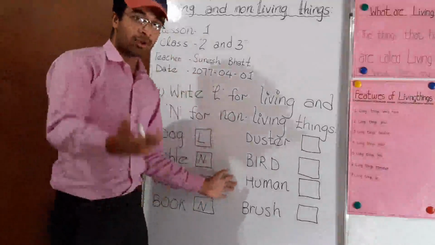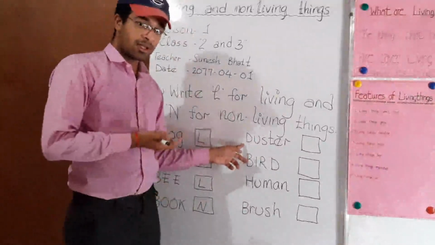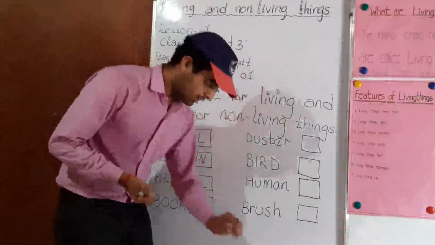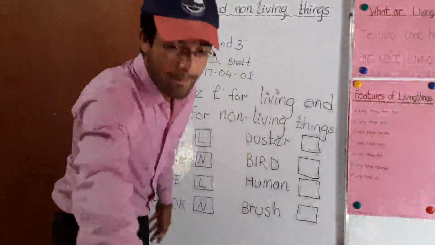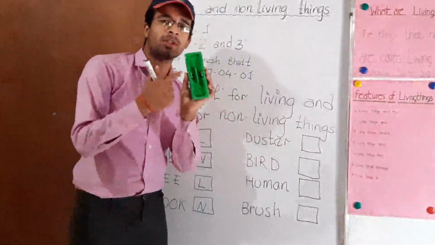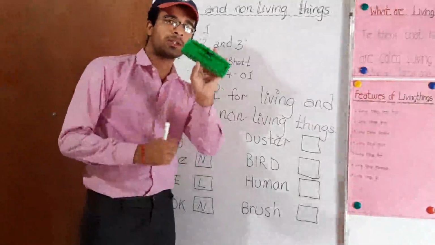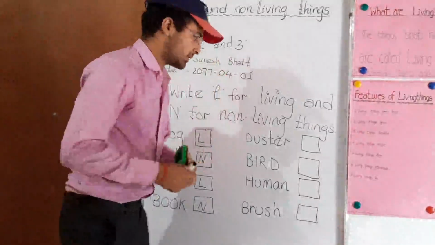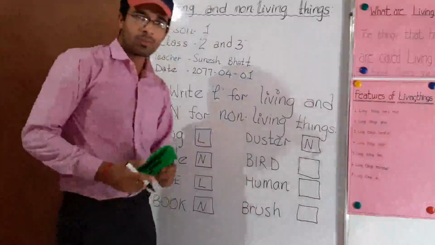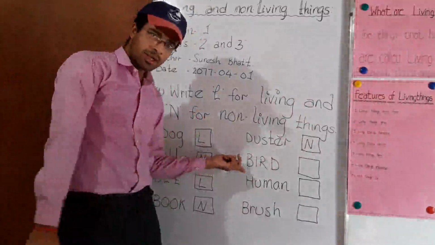Now it's time for you. This is your turn. Like here, what is this? You see here? Yes, you can. This is a duster. What is this? This is a duster. Can you say, is this living or non-living? Yes, you can. This is a non-living thing. So we write N. Can you do it?